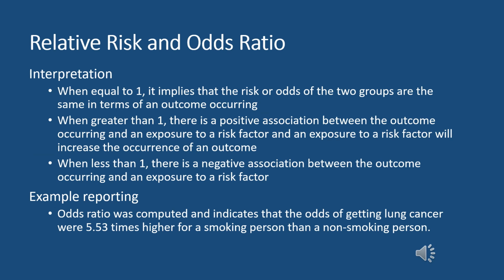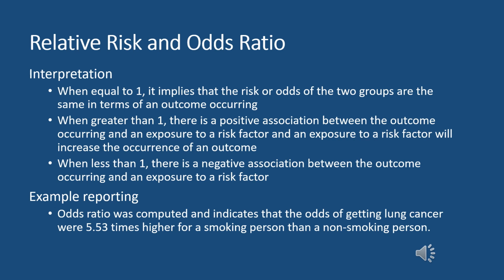So when you're interpreting the relative risk and odds ratio results, if it is equal to 1, it implies that the risk or odds of the 2 groups are the same in terms of an outcome occurring. When it's greater than 1, it means that there is a positive association between the outcome occurring and an exposure to a risk factor, and an exposure to a risk factor will increase the occurrence of an outcome. And if it's less than 1, there's a negative association between the outcome and an exposure to the risk factor.